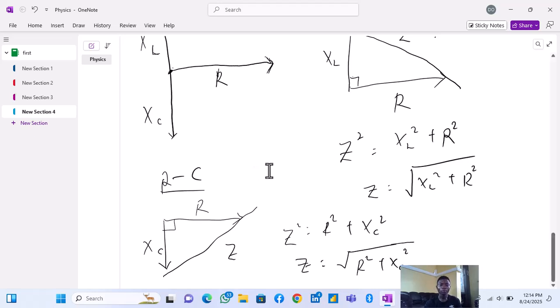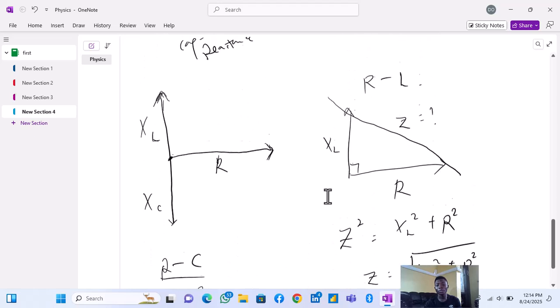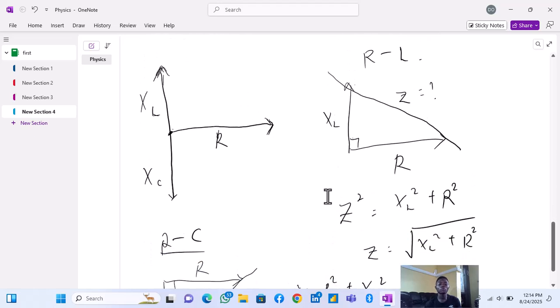Now here comes the brain teaser. What if you have an RLC circuit? How do you form a triangle? Because you're taking the hypotenuse of the right angle triangle. So what do we do here? How do you get the triangle out of this? It's very simple. We say that we are dealing with vectors, and we are treating it as such.